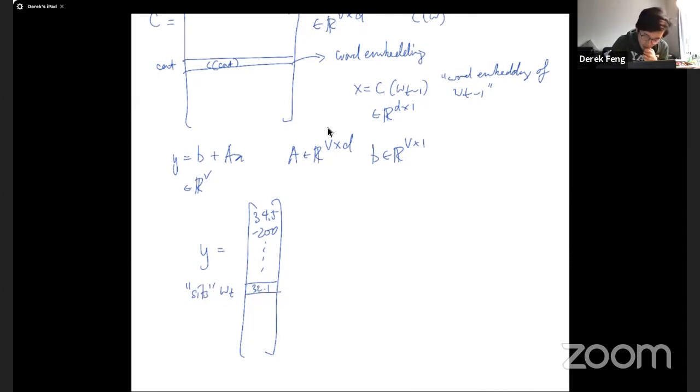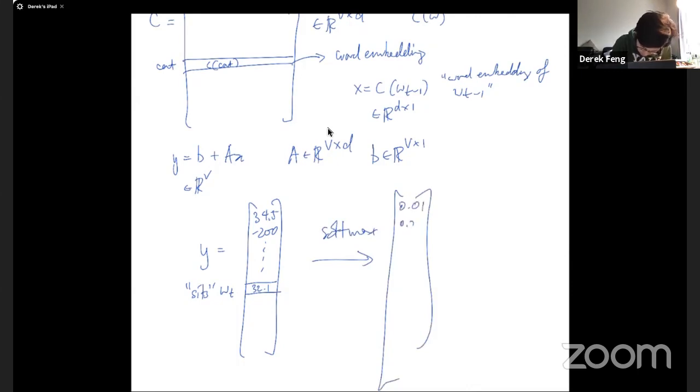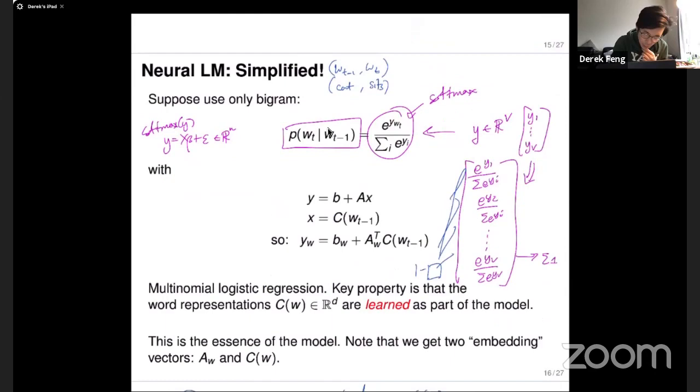Then once I have this vector, I apply the softmax transformation to turn everything into probabilities: 0.1, 0.2, and so on. Finally, if I look at sits, this is going to be 0.003, for instance. So that is exactly what comes out as this probability.